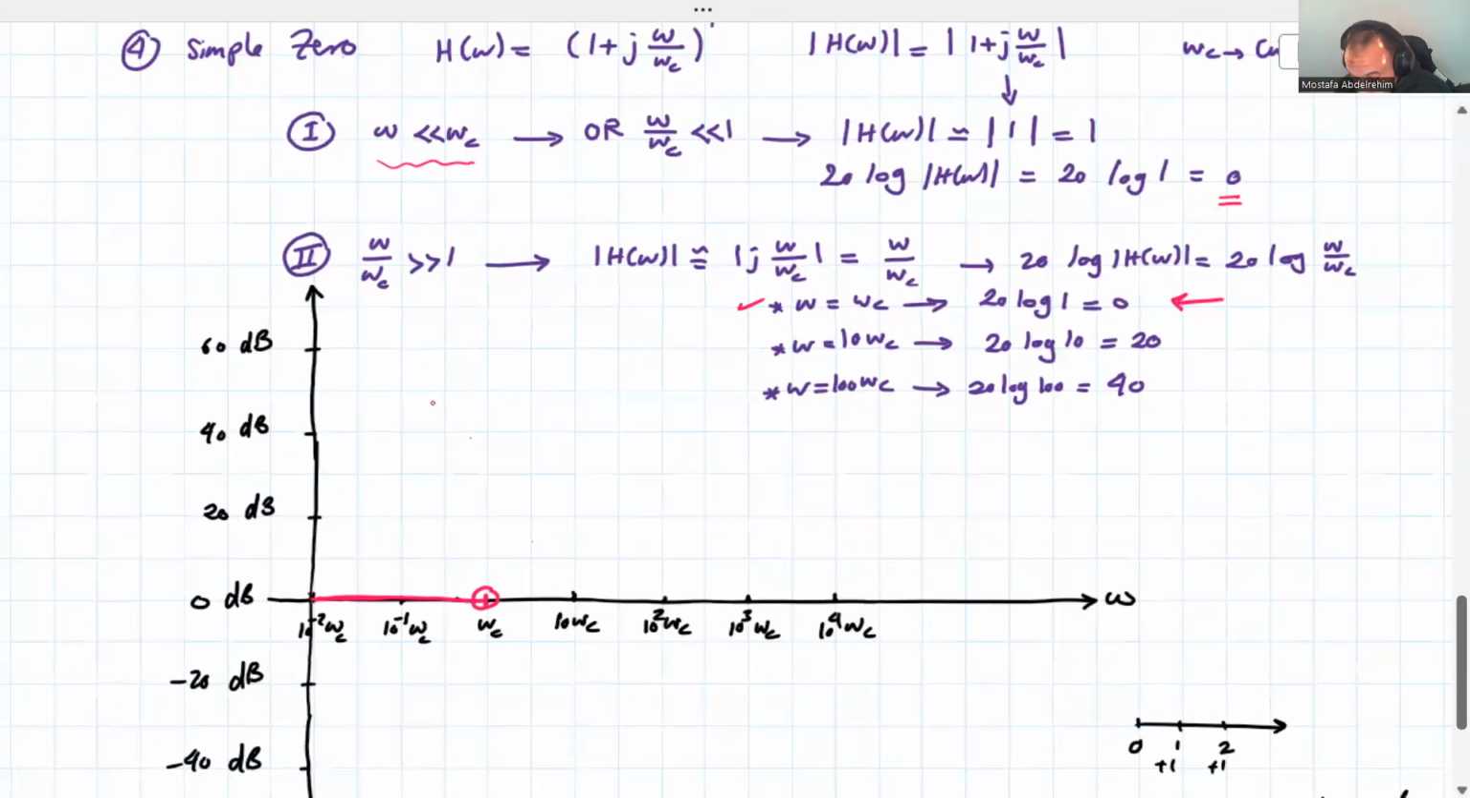When omega equals 10 omega c, we have 20. This is 10 omega c, and that's 20 decibels. At omega 100 omega c, we have 40. This is 100 omega c, and there we have 40. By the way, at 1000 omega c, it will be 60. So now we can continue and connect these dots together. Okay, so we have a straight line, linear.